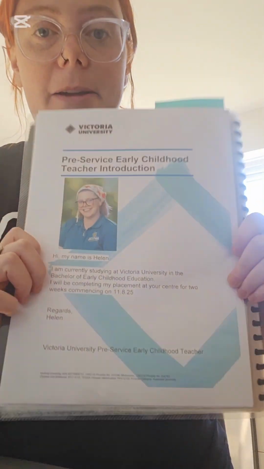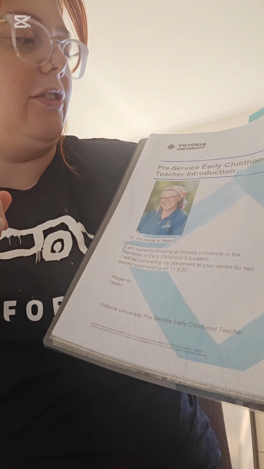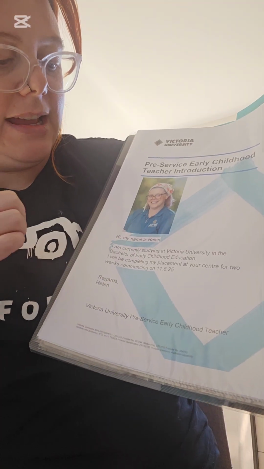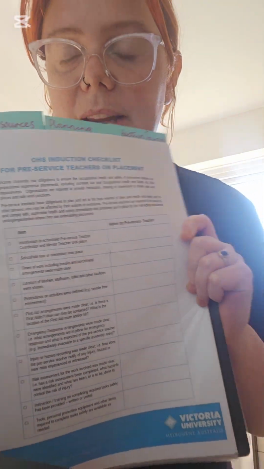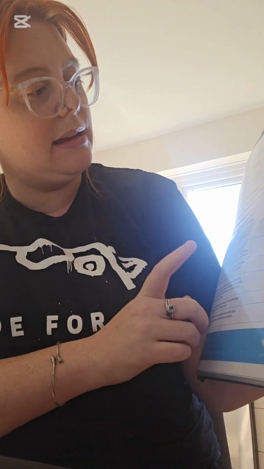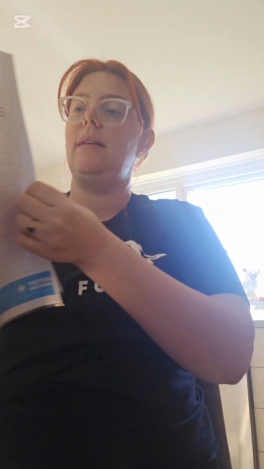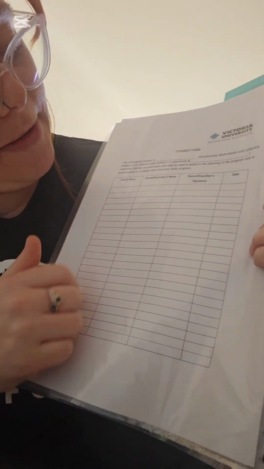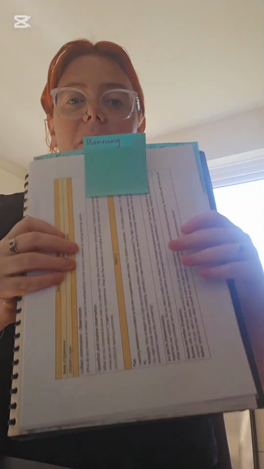Here is my pre-service early childhood education teacher introduction, with a picture and a bit of information about me. I've got the OH&S checklist that I'll do, I believe, on the first day with either the service leader or my mentor. I have the consent form here for the families to sign, which I will get organised on the first day of placement. And then we're moving into the planning resources.